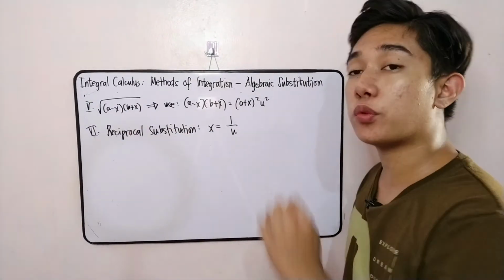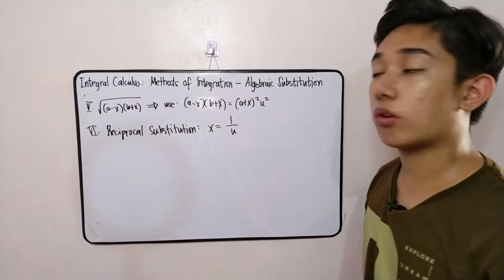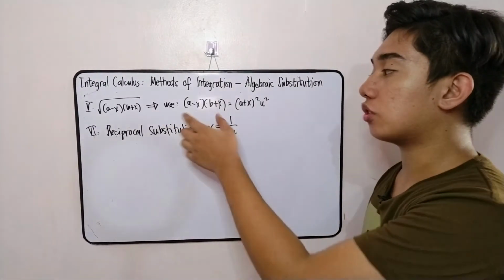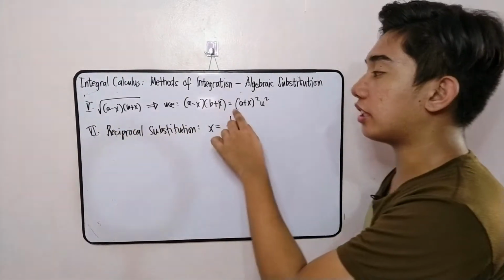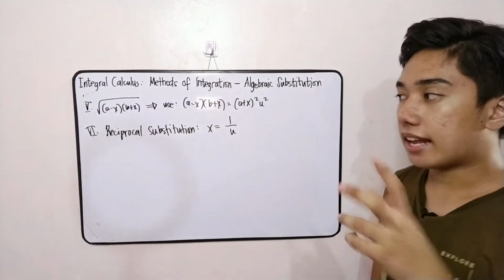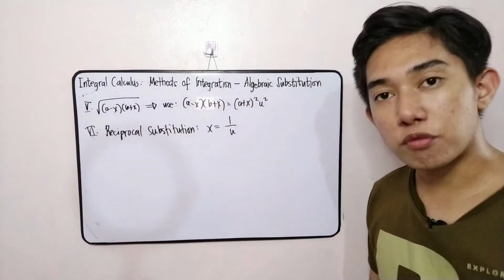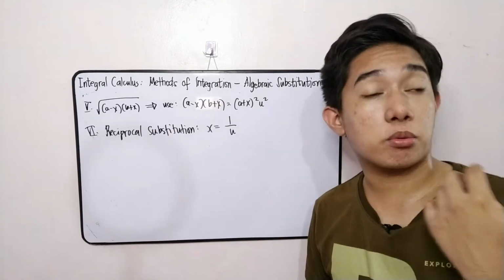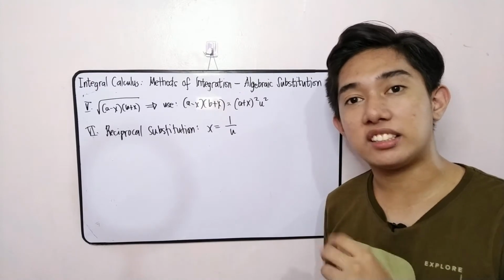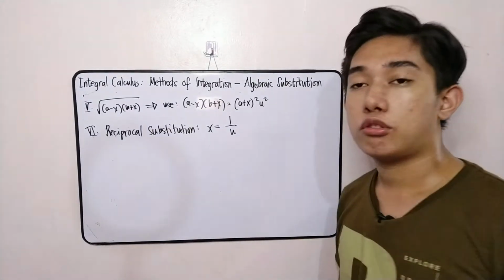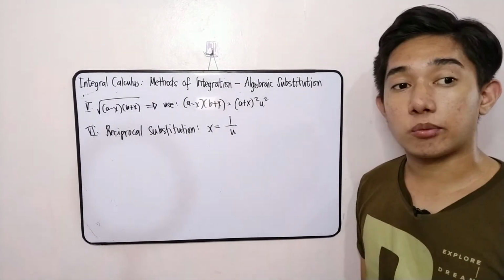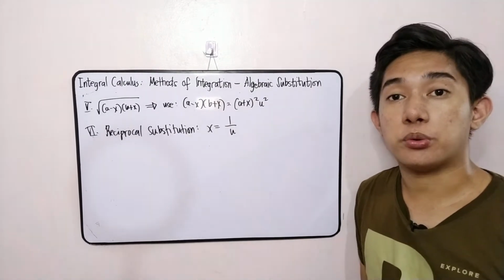For the 5th case, if we encounter the square root of quantity a minus x times b plus x, we will use this substitution. This one is equal to quantity a plus x squared times u squared. Then, for the last one, if none of all cases will satisfy or will be compatible for the integral expression that needs an intervention, then you have no choice. You will use reciprocal substitution. x is equal to 1 over u.